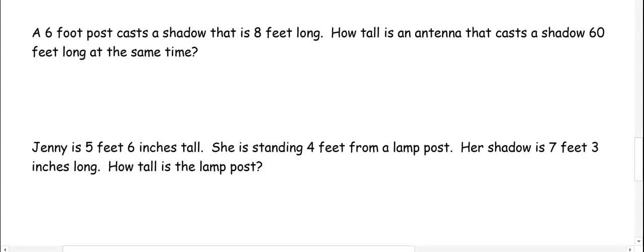A 6-foot pole casts a shadow that is 8 inches long. So when we have a 6-foot pole, the pole is going to be standing up. The shadow is going to be on the ground.